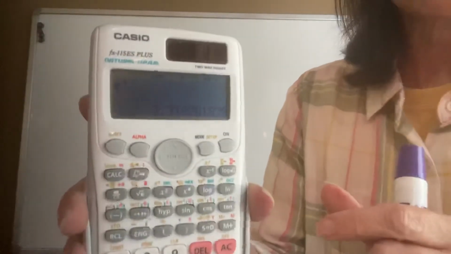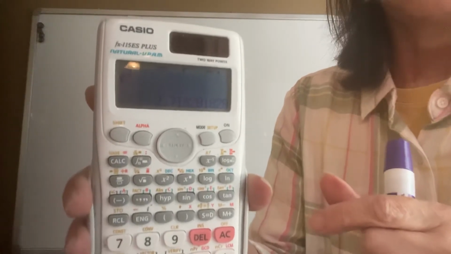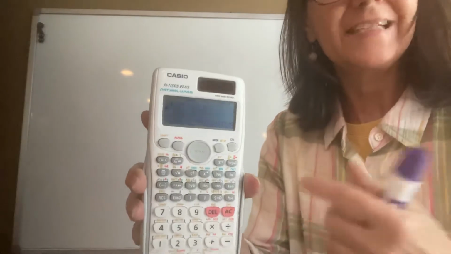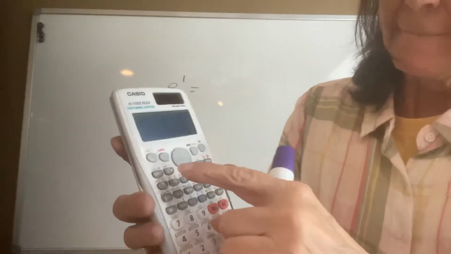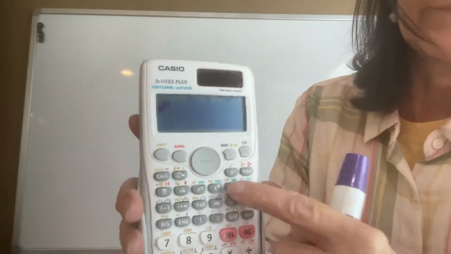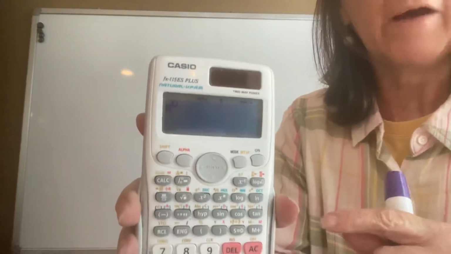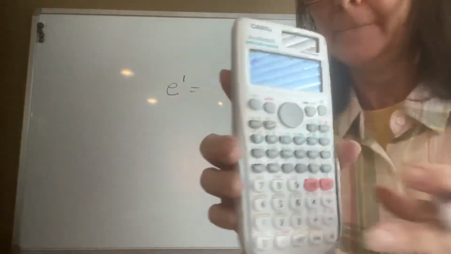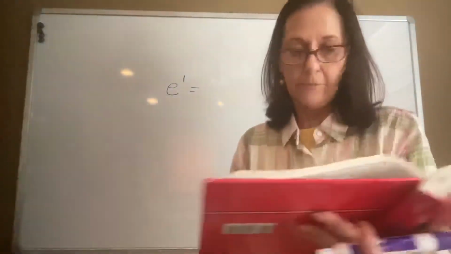It's 2.718. Well, what if I wanted to do the same with logs? To get 10 as my base, I could hit shift log, and it would put 10 raised to a power, and I could raise it to any power. All right, so that's example 1.